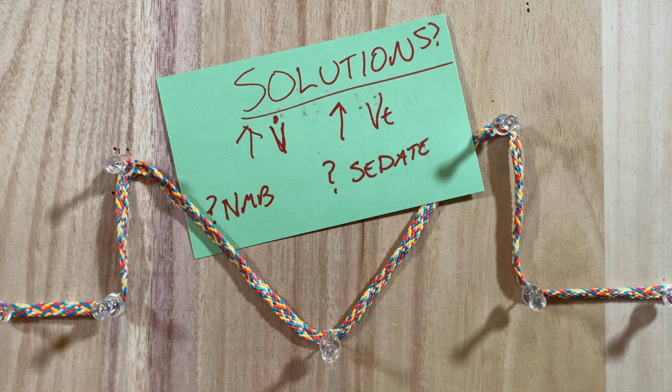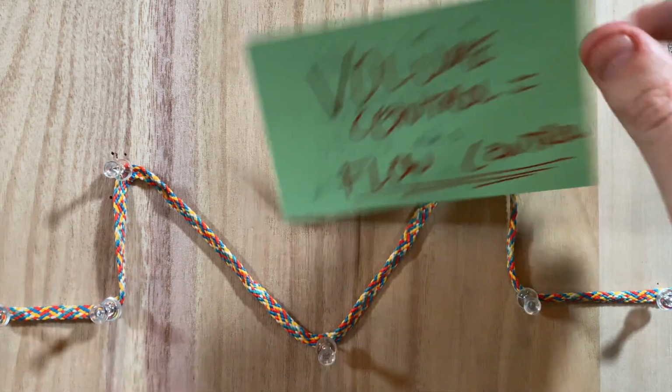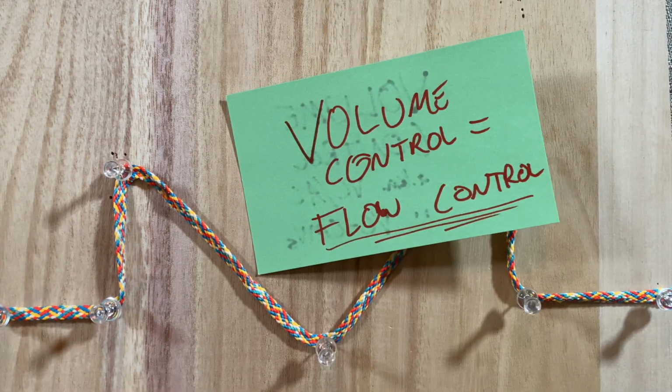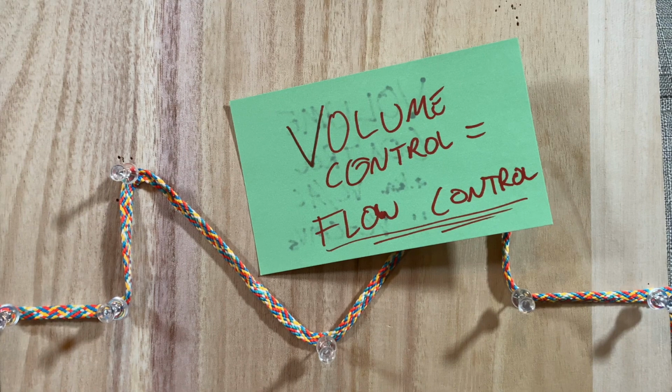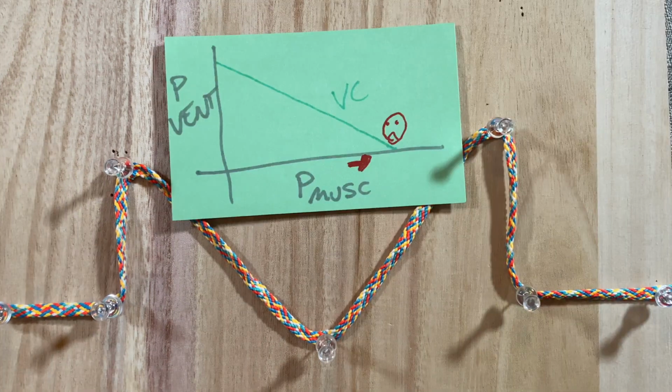If the patient's very, very sick and you're worried about protecting their lungs from worsening lung injury on the ventilator, then you need to do more aggressive maneuvers, such as provide deep sedation and maybe even consider neuromuscular blockade or paralysis. So in summary, volume control is the same as flow control, and if I'm controlling the flow, that means the patient can't. Burn this relationship into your mind.